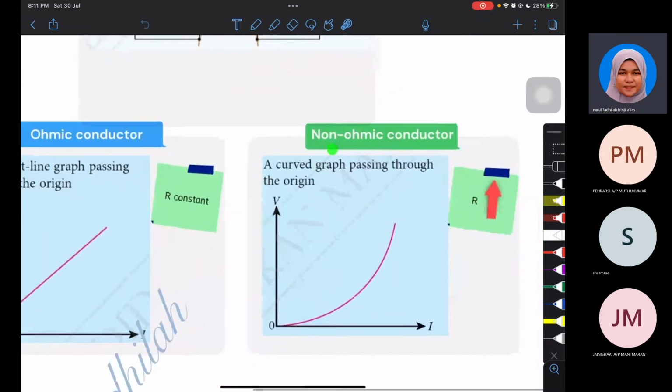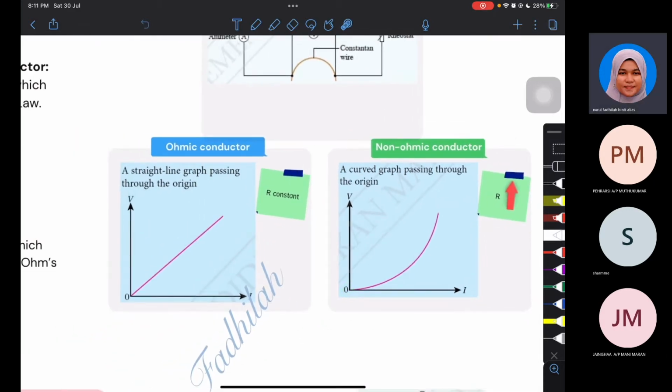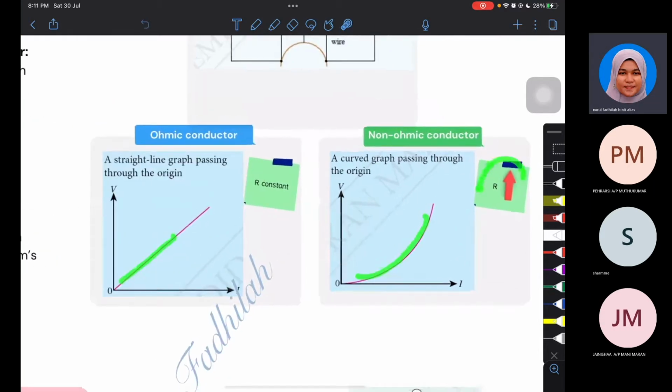Okay, and then we have non-ohmic conductor. So what is non-ohmic conductor? Non-ohmic conductor, okay, when you get a non-ohmic conductor, so this is the graph. Macam mana graph tu? It's a curve graph. Okay, curve graph passing through the origin. Okay, so what it says? So kat sini awak nampak lah, as current increases, voltage also increases, tapi dia tak proportional macam ni. Okay, so we say resistance increases once you increase the current. Kalau yang ni resistance constant.